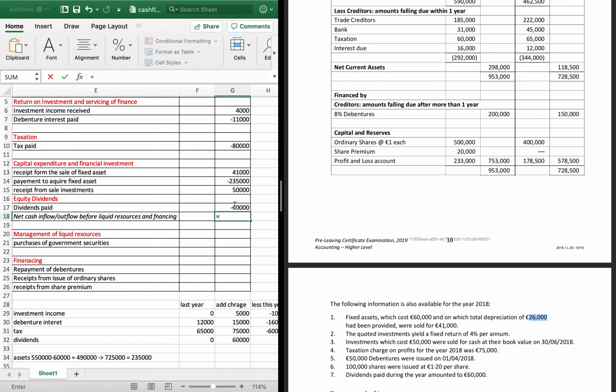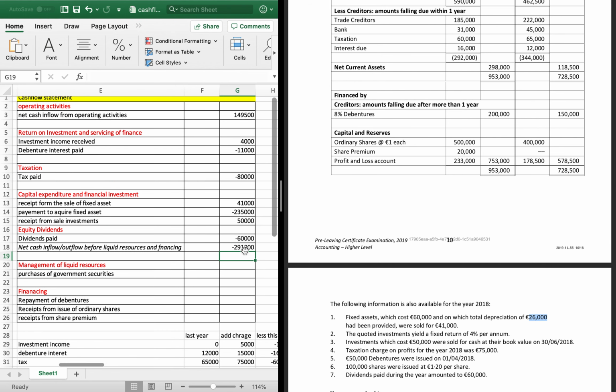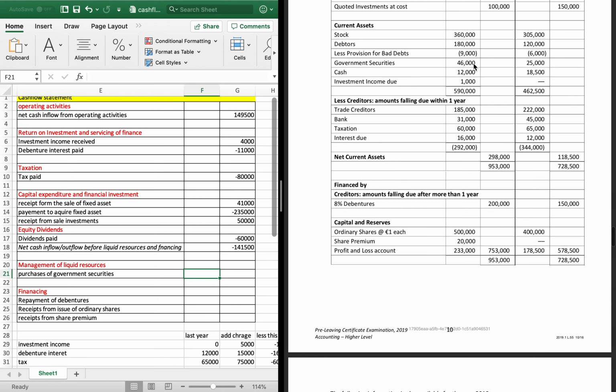Now we'll do our sum to get our net cash inflow or outflow. That's 291. I bet you I've made a mistake there. Yeah, of course I did. Left out the opening figure. Sorry, so it's 141,500. Purchase of government securities. So we talk about government securities. That's what we mean there. It'll be an asset. So they've gone from 25 to 46. So they've gone up by 21,000. So we've bought them. We haven't sold them. So it's a minus number.